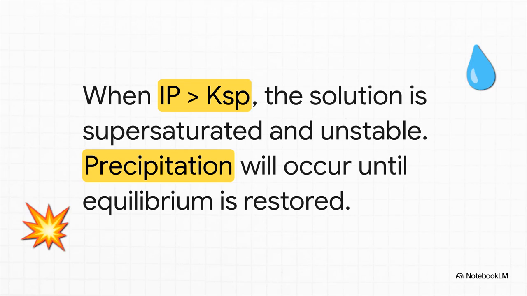So here's the bottom line, the crucial point. The second that the ionic product, IP, gets bigger than the solubility product, KSP, that solution is unstable. The system has to fix itself, and fast. The extra ions will literally crash out of the solution, forming a solid precipitate. And this keeps happening until the IP comes back down to the KSP value and that beautiful equilibrium is restored.